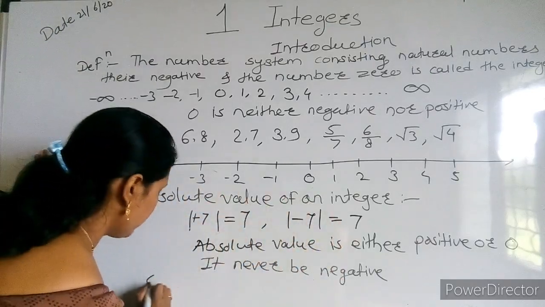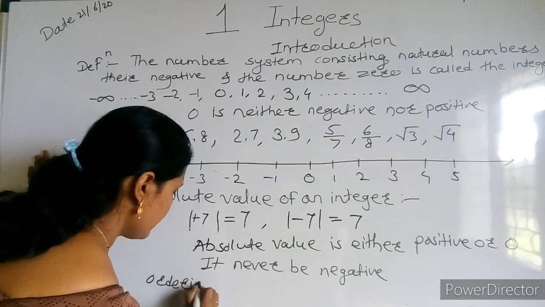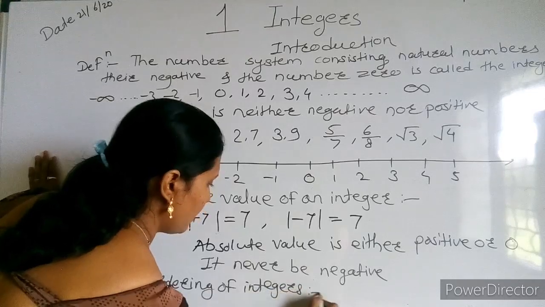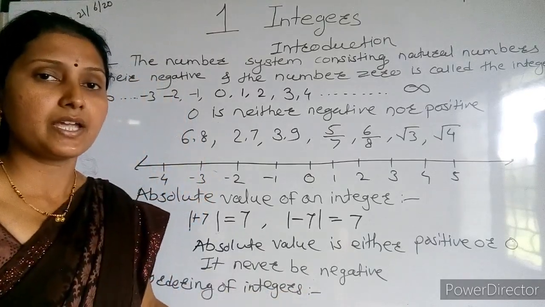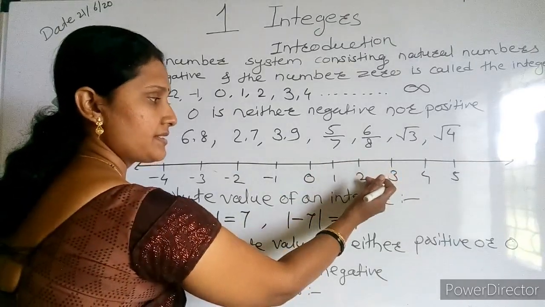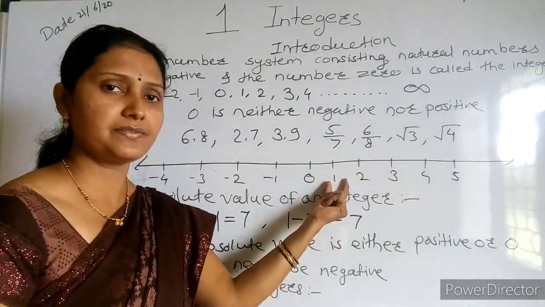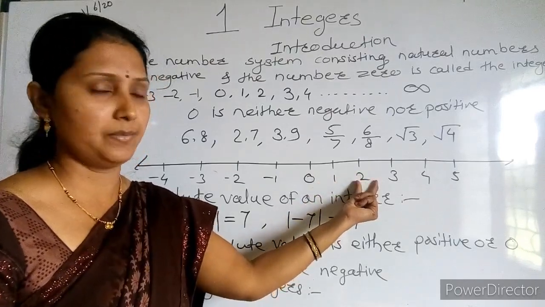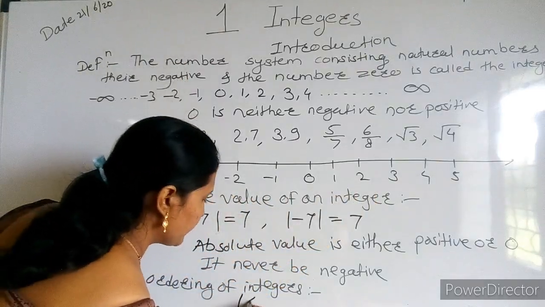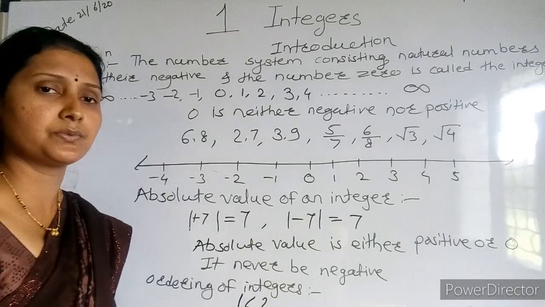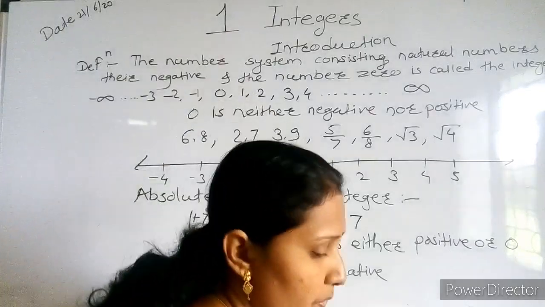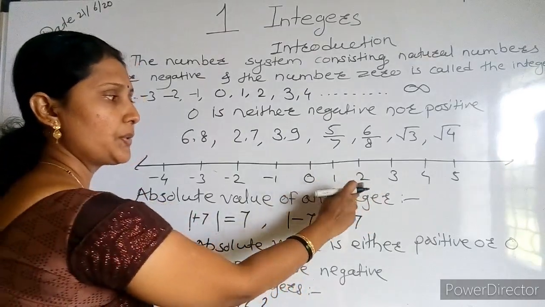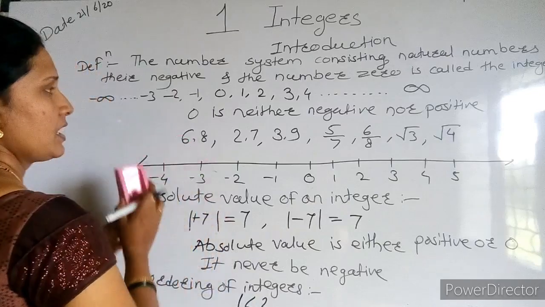Now the next point is the ordering of integers. Ordering of integers means if a number lies on the right side of another number, it is the bigger number. See, 1 is less than 2. So 2 lies on the right side of 1, and 2 is bigger.